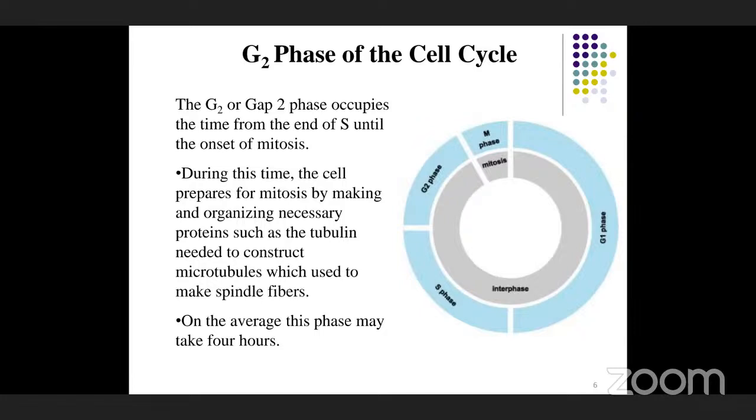Sometimes what happens? There will be errors, so the replication is not error free. There is always a chance of error. Whenever there is an error, there are two options. One is that repair enzymes come and repair the DNA, if the DNA is repairable. If the DNA is not repairable, then the cell will undergo cell death. All this checking of DNA, whether it is correctly replicated or not, takes place during G2 phase. And other necessary proteins like tubulin, microtubules to make spindle fibers, are prepared in this G2 phase. This phase takes place for 4 hours.